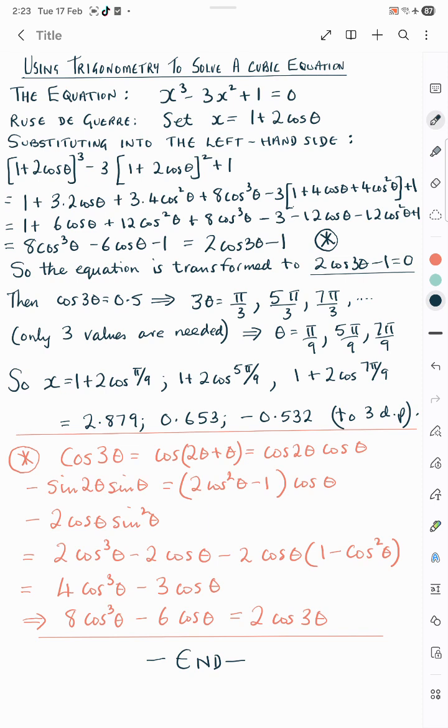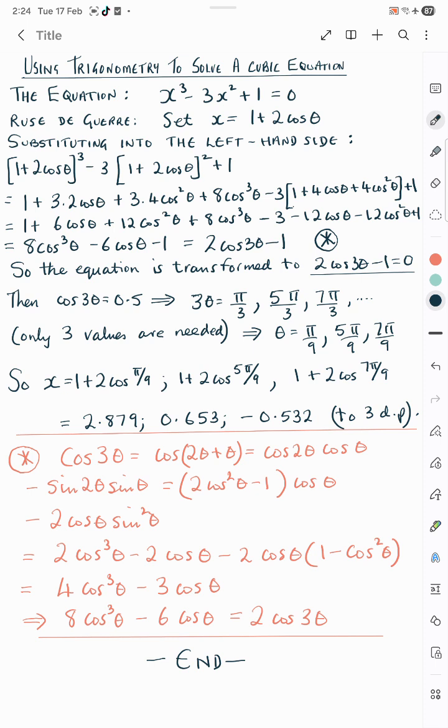Okay, so substituting into the left-hand side, for x we'll get (1 plus 2 cos theta) all cubed, minus 3 times (1 plus 2 cos theta) squared, plus 1. And from there on, it's just expanding those brackets into the next two lines and simplifying. And that will come down to 8 cos cubed theta minus 6 cos theta minus 1. And that, in turn, is equal to 2 cos 3 theta minus 1.